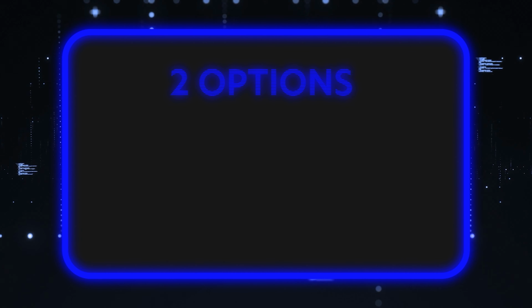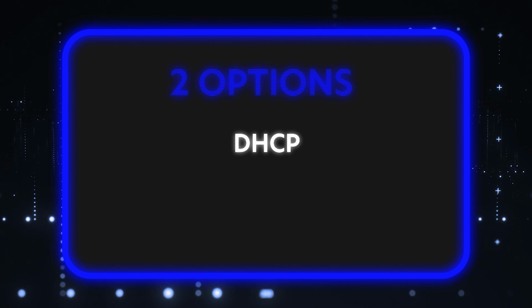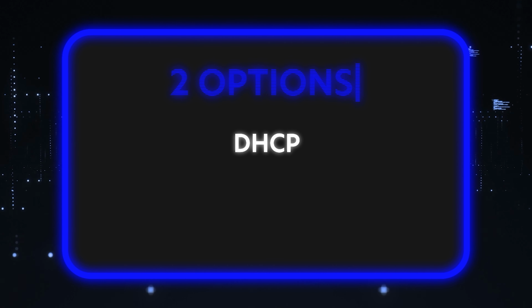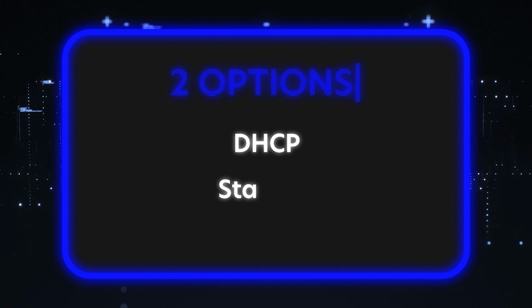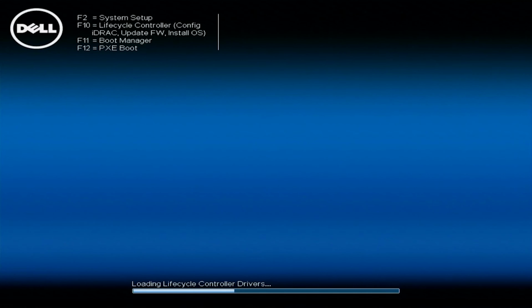The first one that we're going to show you is via DHCP, and this is automatically going to pull your IP address. And then the second option that we're going to show you is the static IP, which you will have to set manually. So let's start with the DHCP option.